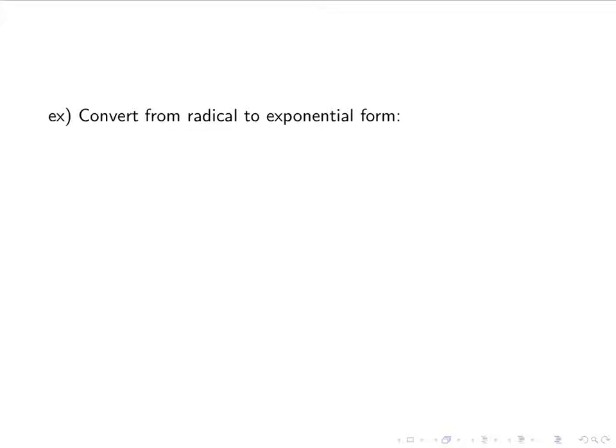Now let's go the reverse way. Go from radical to exponential. We're going to have the cubed root of n squared. So remember, the power of n is going to be the numerator, and the root is going to be the denominator. So this becomes n to the 2/3.